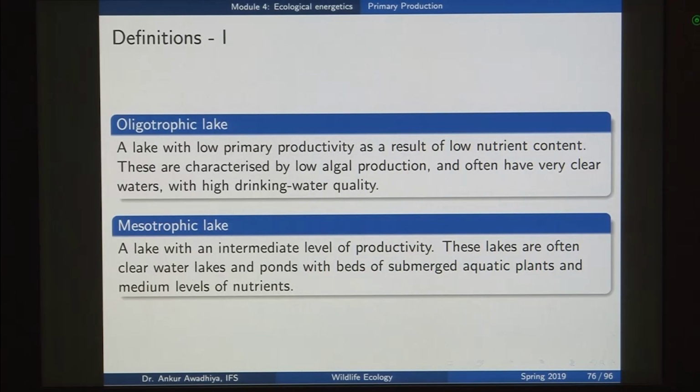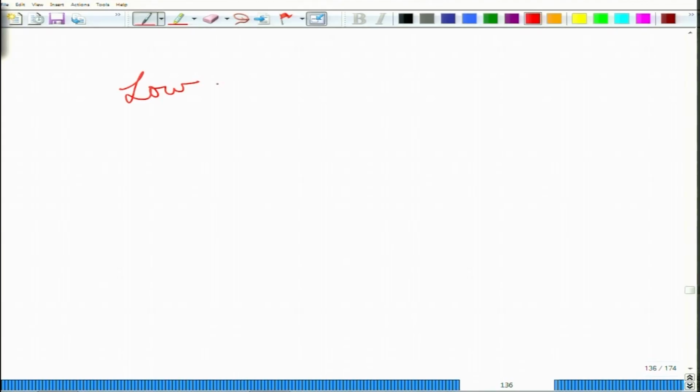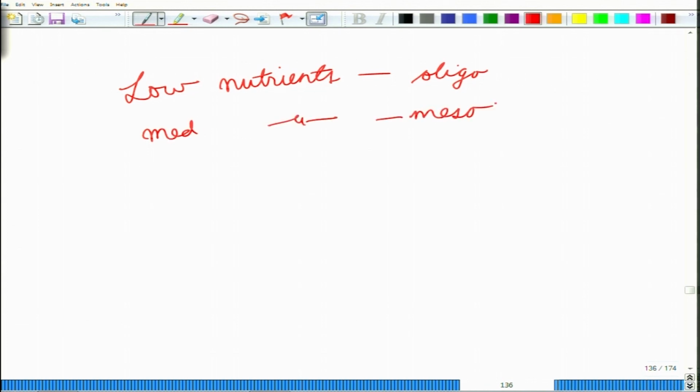Now, from oligo we move to mesotrophic lakes. Meso is something that is in between. So, a mesotrophic lake is a lake with an intermediate level of productivity. These lakes are often clear water lakes and ponds with beds of submerged aquatic plants and a medium level of nutrients. So, we have low nutrients, which is an oligotrophic lake. You have medium nutrients, that is a mesotrophic lake.